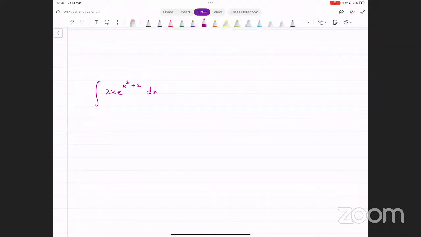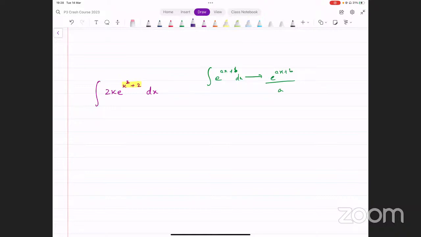The problem with that is this thing is something that you do not know how to integrate. e raised to power x squared plus 2. Why? Because the power is not linear. We could only integrate something like this if the power was something linear. Integral of this would be e raised to power ax plus b divided by the derivative of the power, which is a. In this case, the power is not linear. So we don't know how to integrate this.